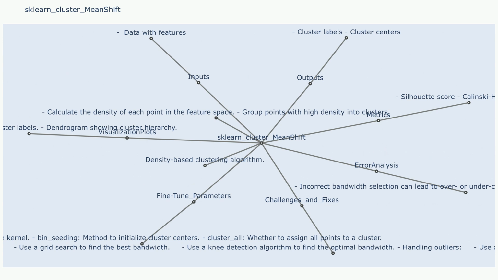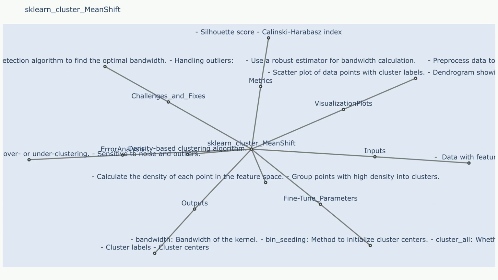Fixes. Iterative bandwidth search. Experiment with various bandwidth values to observe the resulting cluster structure and find a value that captures the underlying patterns. Adaptive bandwidth. Implement a method where the bandwidth adjusts locally based on the density of the data.